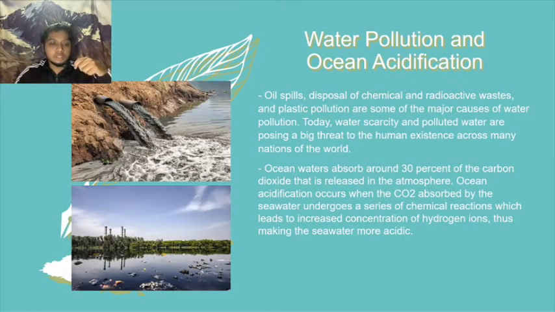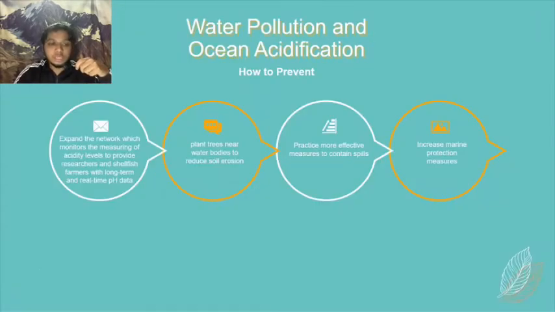The second cause of environmental issues is water pollution and ocean acidification. Oil spills, disposal of chemicals, radioactive wastes, and plastic pollution are some of the major causes of water pollution. Today, water scarcity and polluted water are posing a big threat to human existence across many nations of the world. Ocean waters absorb around 30% of the carbon dioxide that is released in the atmosphere. Ocean acidification occurs when the carbon dioxide absorbed by the seawater undergoes a series of chemical reactions, which leads to increased concentration of hydrogen ions, thus making the seawater more acidic. So these are the few things we could do to prevent water pollution and ocean acidification.